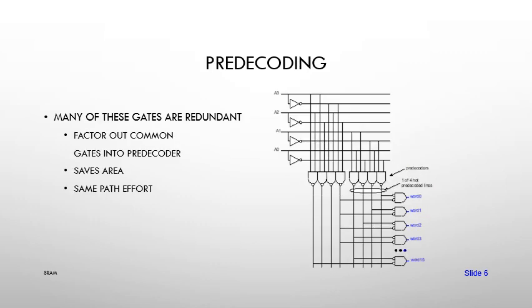Pre-decoding. Many of these gates are redundant. Factor out common gates into the pre-decoder, which saves area with the same path effort. Here we are using pre-decoding. If after decoding we have a larger number of gates, that's why we use the pre-decoders here. That's why we simplify it. 1-of-4 hot pre-decoder lines will combine together and reduce the gates.